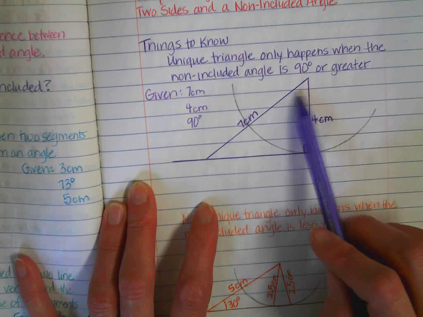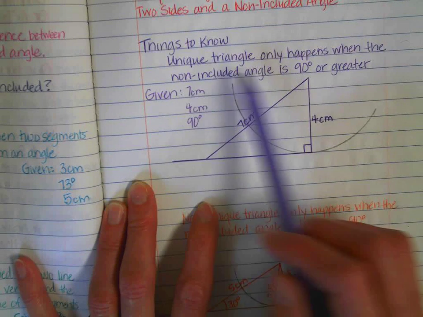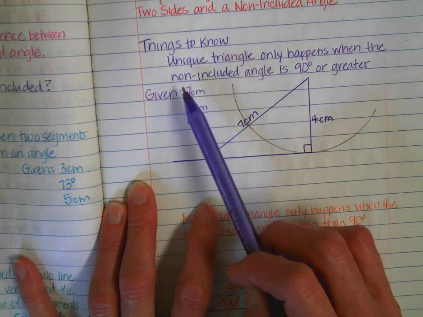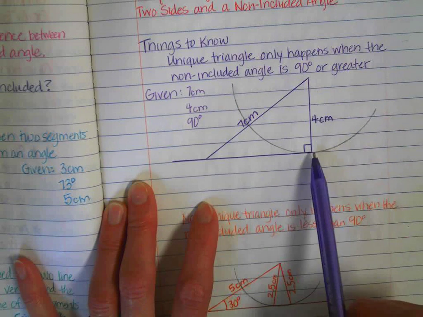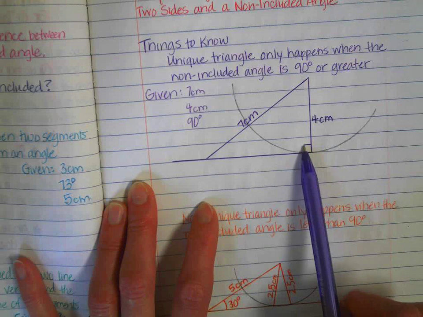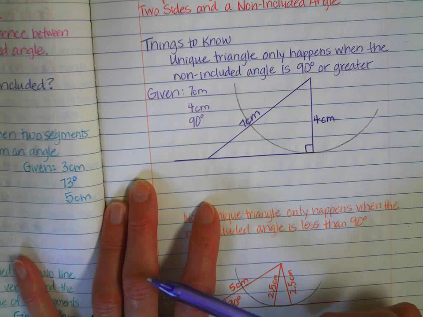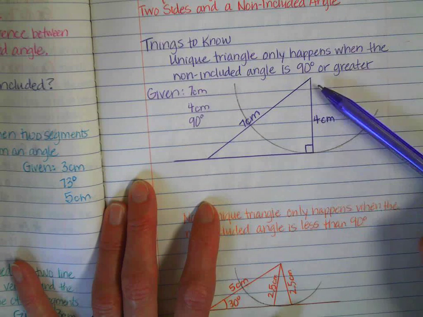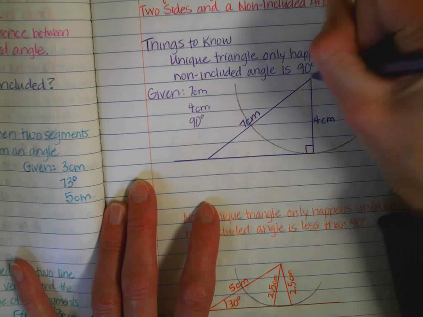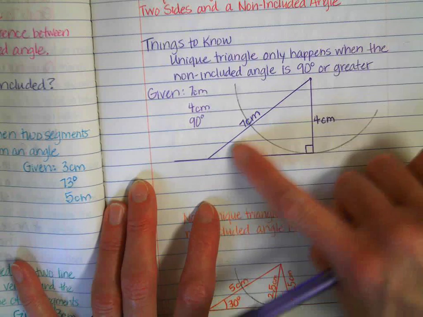Now it's saying the non-included angle, so it cannot be right here because that would mean that it's included. So it's saying a unique triangle only happens when the non-included angle is 90 degrees or greater. So is this a 90 degrees? The answer is yes. Now, some of you are thinking, well, how do you know, Mrs. Nelson, where did you measure from? Well, where you have to measure from in order to understand this is you have to measure from the vertex that the 2 given sides collide at.